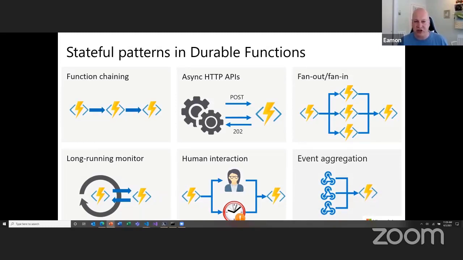So if you want to do function chaining, async HTTP APIs, fan out/fan in, long-running monitor, human interaction, or even event aggregation, there's a whole set of scenarios that are well documented. If you try to do these using Azure Functions in a purely serverless way without Durable, it would require a lot of code for you to write, but also you'd have to have some external system to manage the state for you. And so with Durable, all of that is taken care of natively.